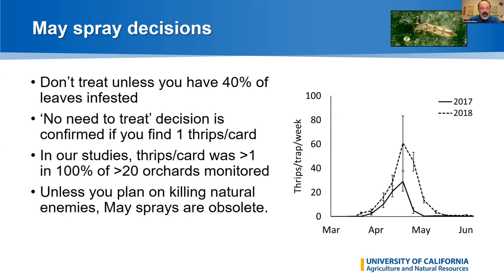When you're thinking about doing a maize spray, if you've got one thrips per card average, and if you're under 40% of leaves infested, you've got two different data points to say, don't put on a maize spray for mites, okay? Now in our studies, just so you know, and again, this is not Sacramento Valley, this is Southern and Northern San Joaquin Valley. We've had more than 20 orchards that we run experiments in over the time. And in those 20 orchards, not once have we ever seen less than one thrips per card per week during this April to May window.